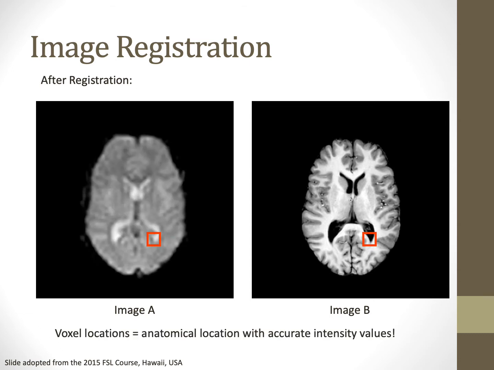The process of image registration tries to align the two anatomical locations of these two images so that when we do look at one voxel in one brain, it corresponds to the same voxel across all the different brains registered in the same space.